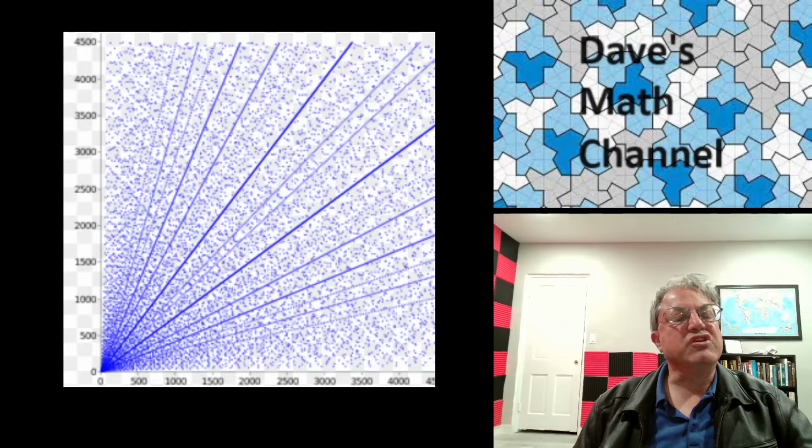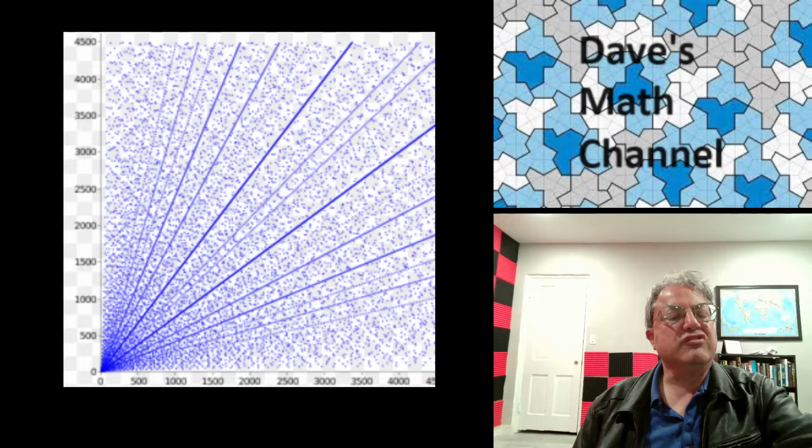I think they're showing m and n here. I'm not even sure what they're showing, but if you pick these particular values of m and n, then you get a primitive Pythagorean triangle. I think that's what that's showing. So there's a lot of them.